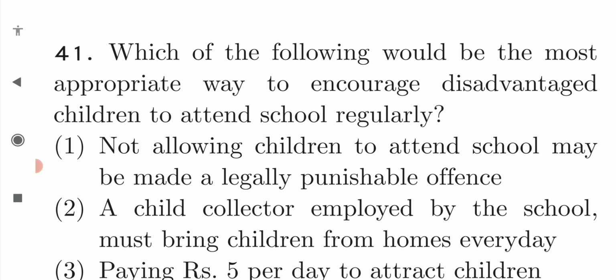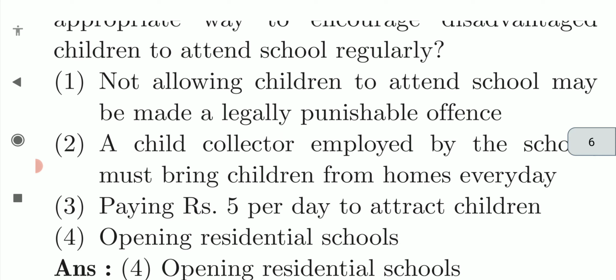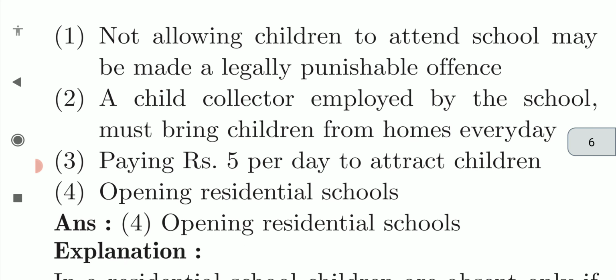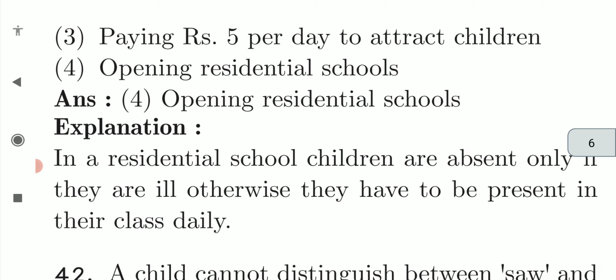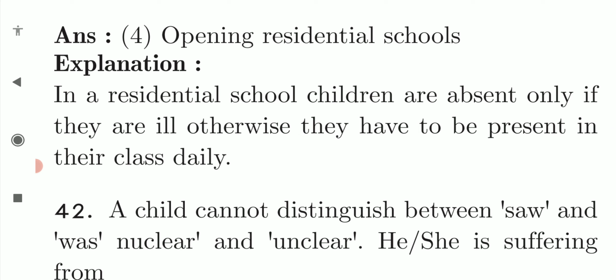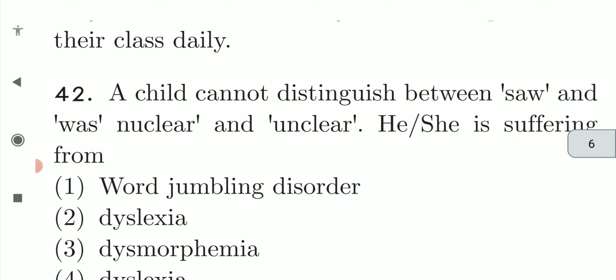Which of the following would be the most appropriate way to encourage disadvantaged children to attend school regularly? A. Not allowing children to attend school may be made a legally punishable offense. Never. A child collector employed by the school must bring children from homes every day. It's not possible. Paying rupees 5 per day to attract children. No. Opening residential school. Right, opening residential school would be the correct answer. In a residential school, children are absent only if they are ill, otherwise they have to be present in their class daily.